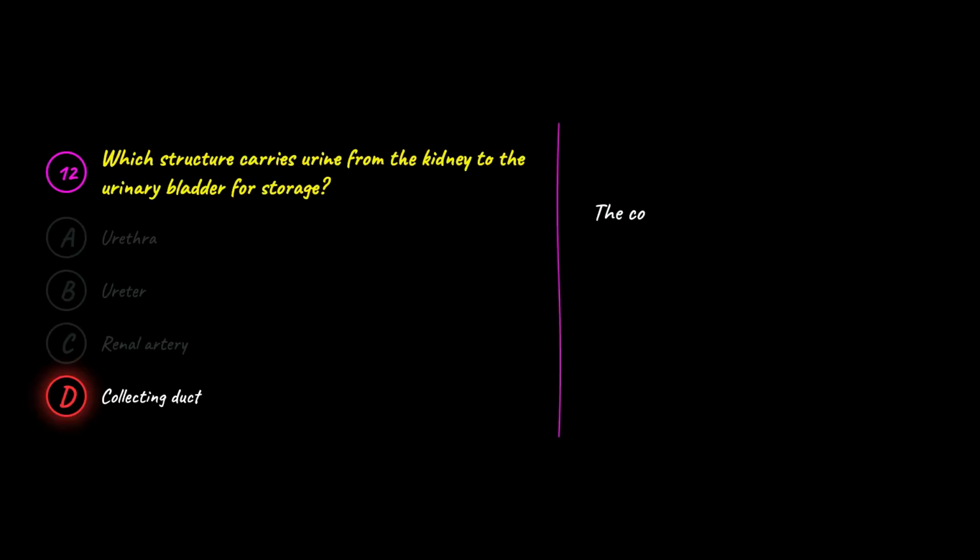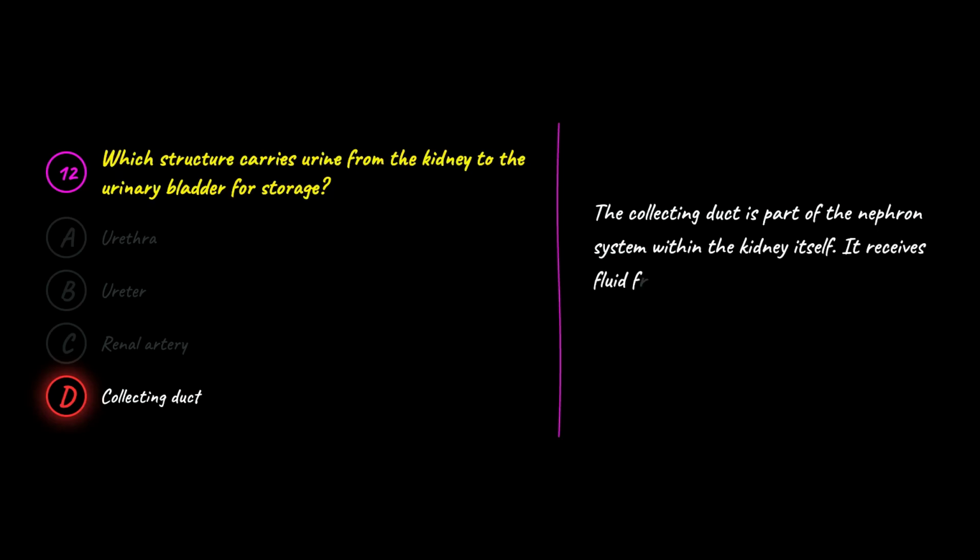D is wrong because the collecting duct is part of the nephron system within the kidney itself. It receives fluid from many distal tubules and drains into the renal pelvis, not directly into the urinary bladder.